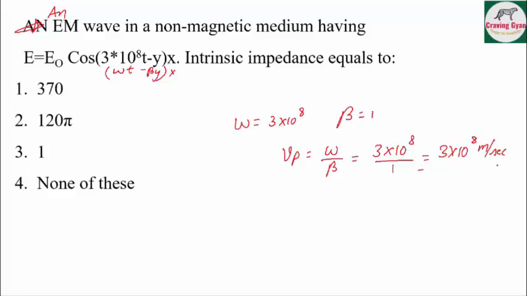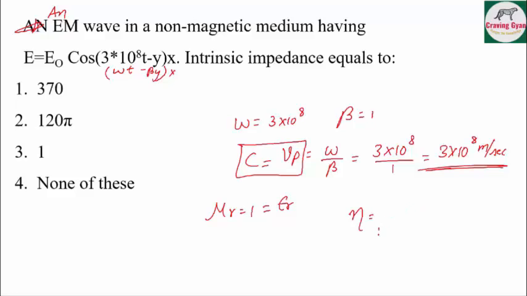Can I tell it is the same as the speed of light? If it is the same as the speed of light, then you will be getting mu r equals 1, which equals epsilon r. So what I will be getting is intrinsic impedance eta, which equals under root of mu divided by epsilon, which equals under root of mu naught times mu r whole divided by epsilon naught times epsilon r. So I'll be getting eta equals under root of mu naught divided by epsilon naught into under root of mu r divided by epsilon r.